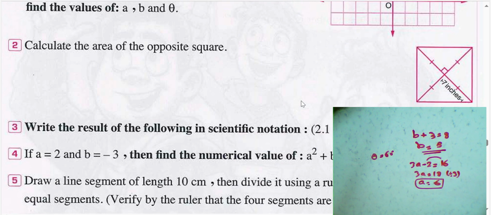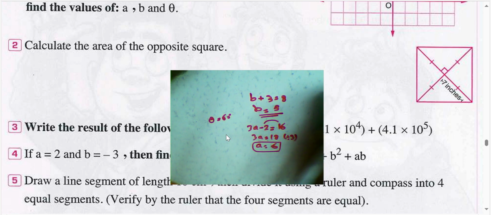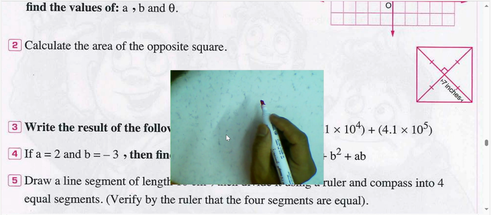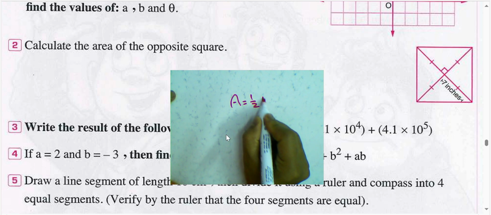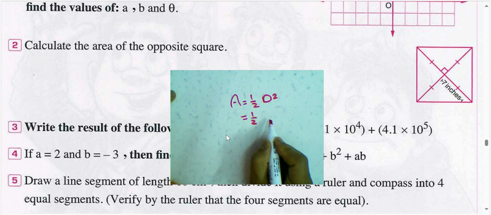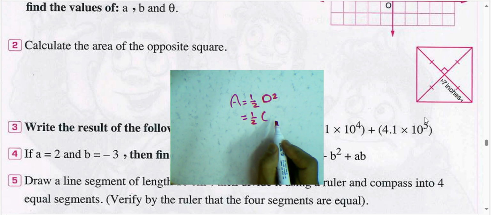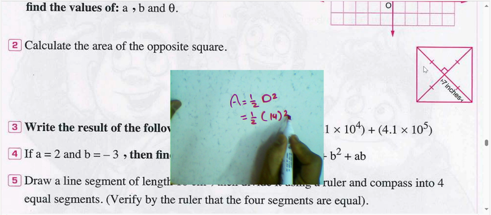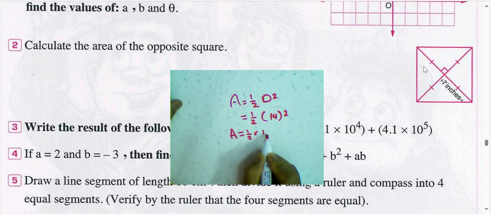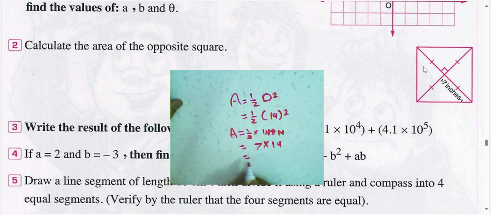Next question, calculate the area of the opposite square. We have a square here, and we can find the area of a square equals half the diagonal to the power 2. We have here the diagonal equals 7 plus 7, which will be 14. This diagonal will be 14. Then the area equals half times 14 times itself: 14 times 14, half of 14 equals 7, 7 times 14. Okay, 4 times 7 equals 28, write 8 and carry 2, 1 times 7 is 7, 7 plus 2 equals 9. Then the area will be 98 square inches.